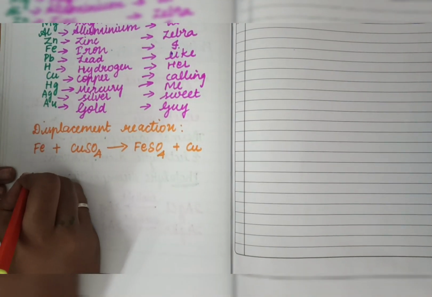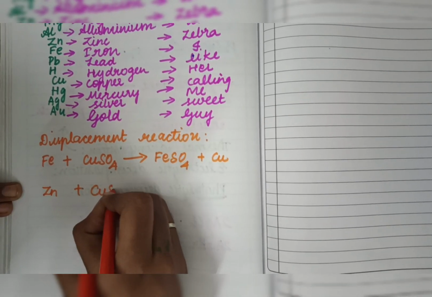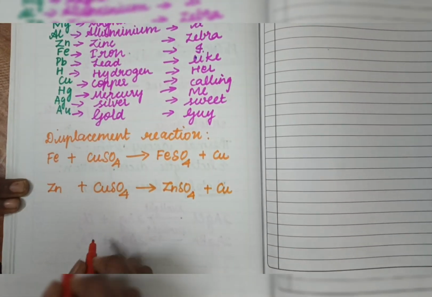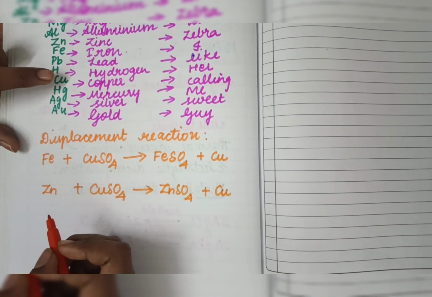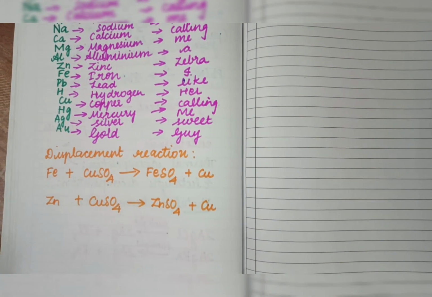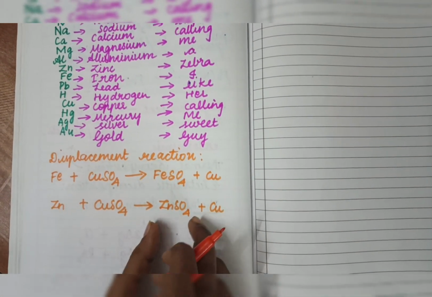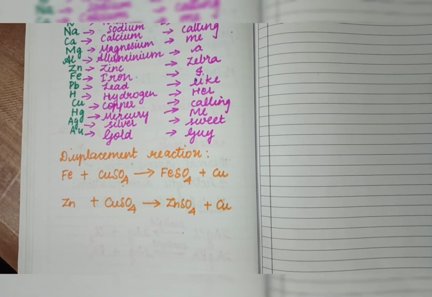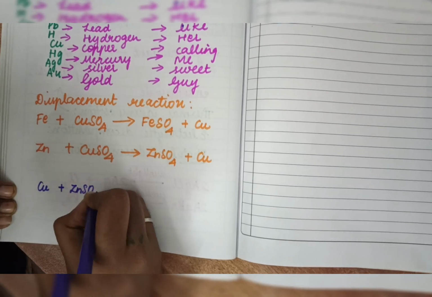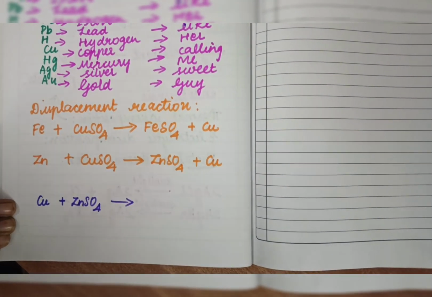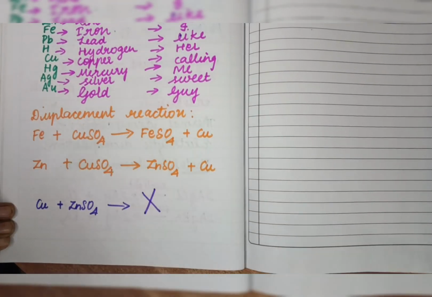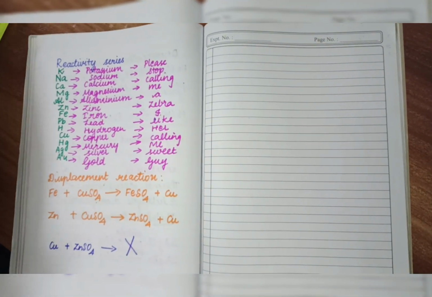Let's see another example. Zinc reacting with copper sulfate solution gives zinc sulfate and copper. Here also zinc is more reactive than copper according to the reactivity series. Therefore, zinc displaces copper in the copper sulfate solution and it turns into zinc sulfate solution and copper is removed. Now it's testing time. Let's take copper reacting with zinc sulfate solution. Do you think copper can displace zinc? Not at all, because copper is less reactive than zinc. So this reaction will never take place. I hope you understood displacement reaction.